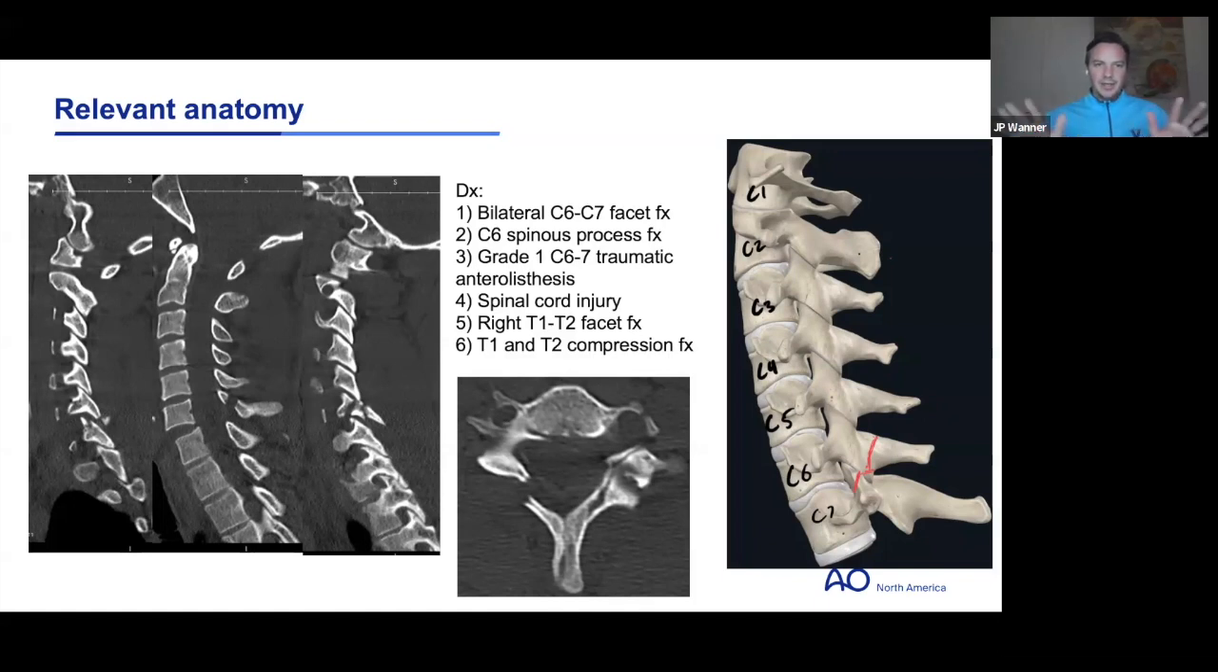And like I said, I think probably upper cervical injuries are a little bit outside of the scope of what we're talking about here today. But I think if you can start in the subaxial spine and understand the anatomy and some of the instability that we're talking about, that's probably the best place to start.